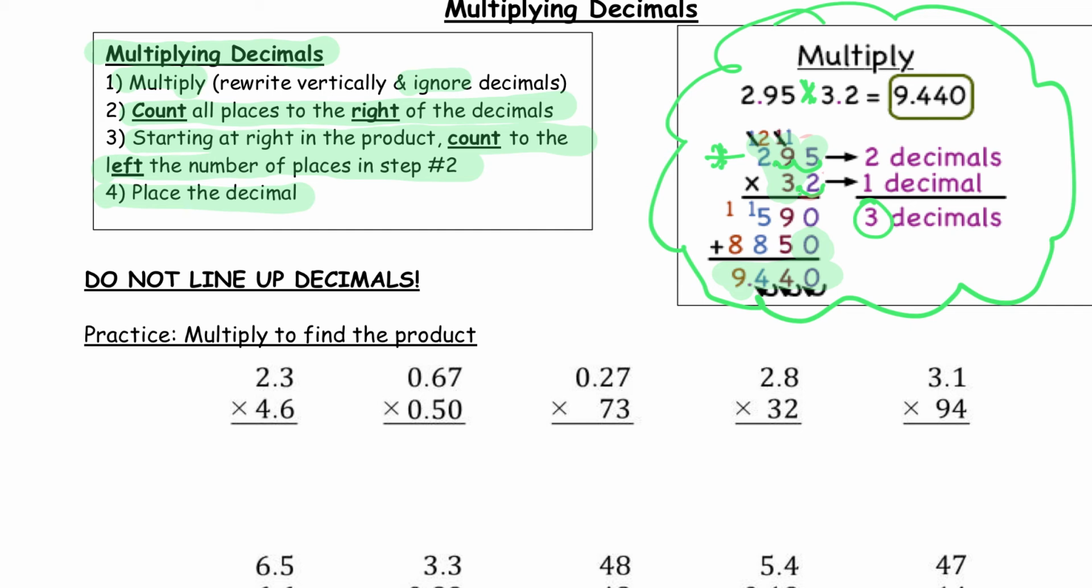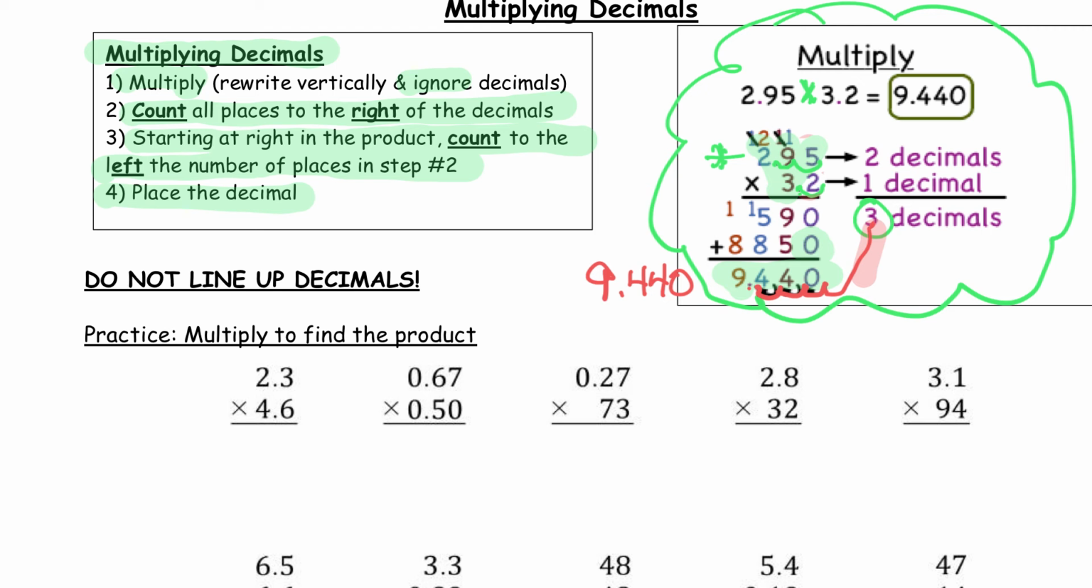However, don't forget to bring your decimal 3 places over. We start here, and we start here. 1, 2, 3. So your final answer would be 9 and 440 thousandths.